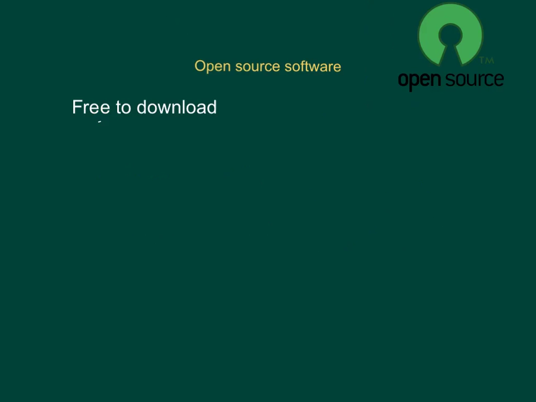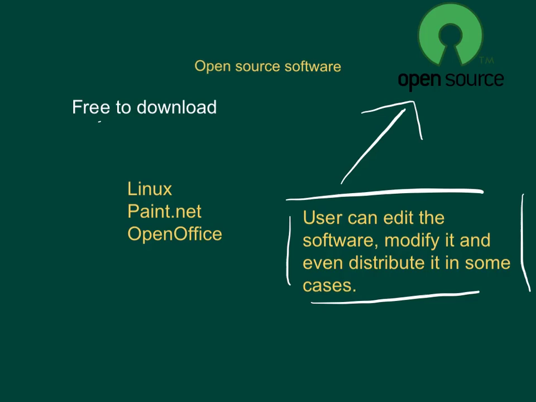Open source software is free to download software. Now, if you want to know if a software is open source, this logo is often associated with it. Examples include Linux, which is an operating system, Paint.net, which is a sort of image manipulation software, and OpenOffice, which is a combined office software suite. With open source software, users can edit the software, modify it, and even in some cases distribute the software too. We're now going to look at some of the advantages and disadvantages of this type of software.